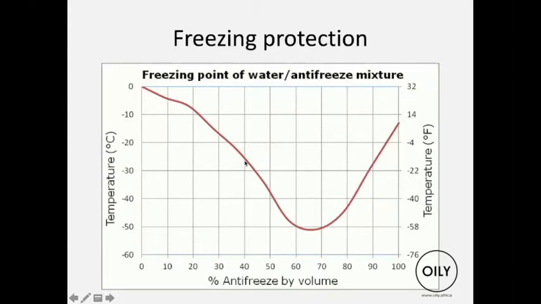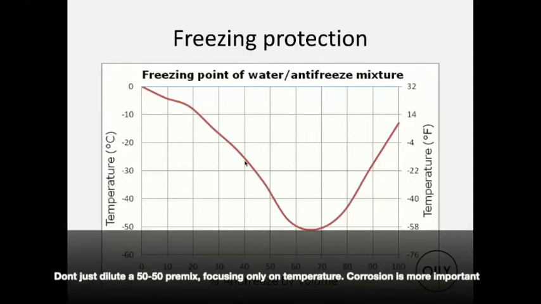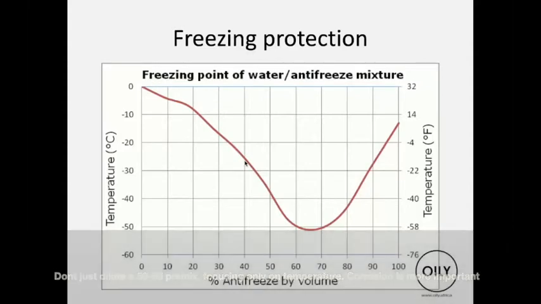And that is not controlled by what temperature we need to go down to. It's controlled by how much rust inhibitor we need in the system. So you shouldn't just blindly dilute a 50-50 premix further. If you're only thinking about temperature, you actually have to think about corrosion more. Yeah, you have to think more about corrosion, always. So don't dilute. 50-50 is fine. 60-40 is considered: 60 water, 40 coolant.